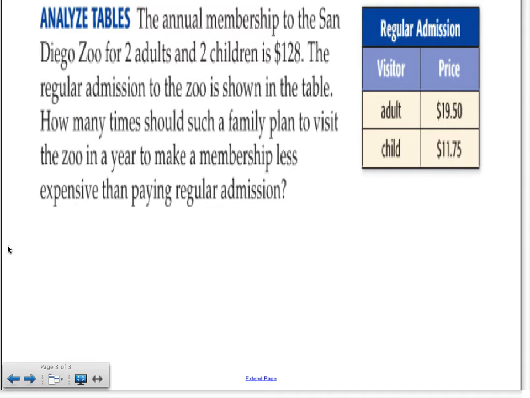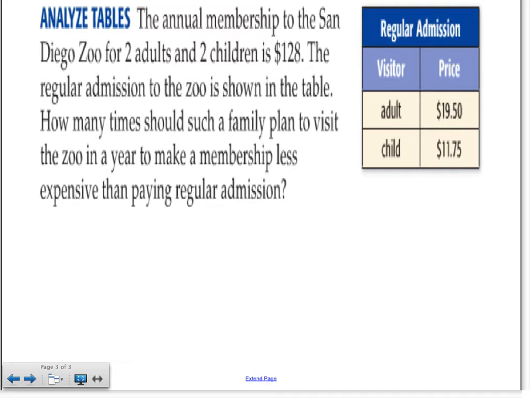Okay, here's the question. And like I said, 99% of the time when you read that last question, it will probably help you determine how many variables you should define, right? So let me read this to you clearly and see if you can help me define the variables. How many times should such a family plan to visit the zoo in a year to make a membership less expensive than paying regular admission? So in this case, what do you think we should declare?